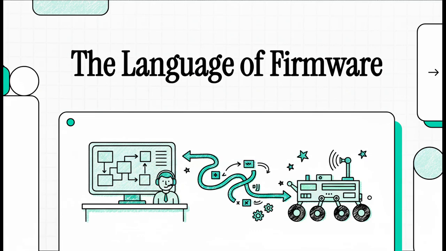Welcome to the Explainer. Today, we're going to unpack a really critical standard, one that keeps our most complex devices, everything from huge data centers to the tech in your car, running reliably. We're talking about a low-level language that makes sure updates happen safely and that every piece of hardware speaks the same dialect, no matter who made it.